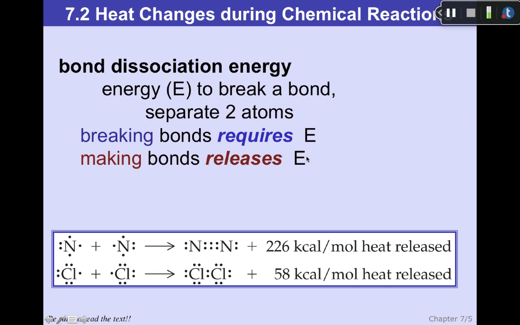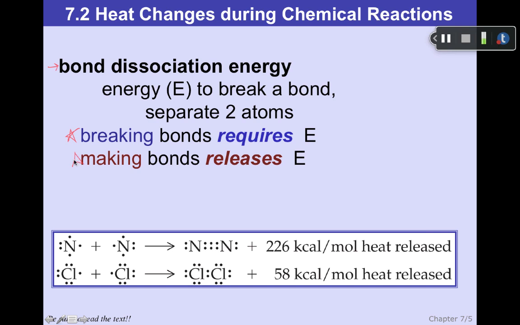Part of what accounts for heat changes in chemical reactions is the notion that there is energy associated with chemical bonds. It takes energy to break a bond, and that's called bond dissociation energy. So if you've got shared electrons, breaking them apart, separating two atoms, breaking bonds requires energy, and the converse is also true. Making bonds tends to release energy.